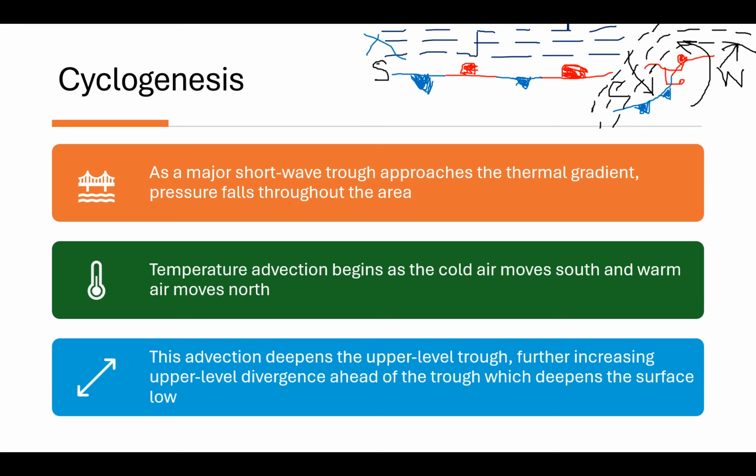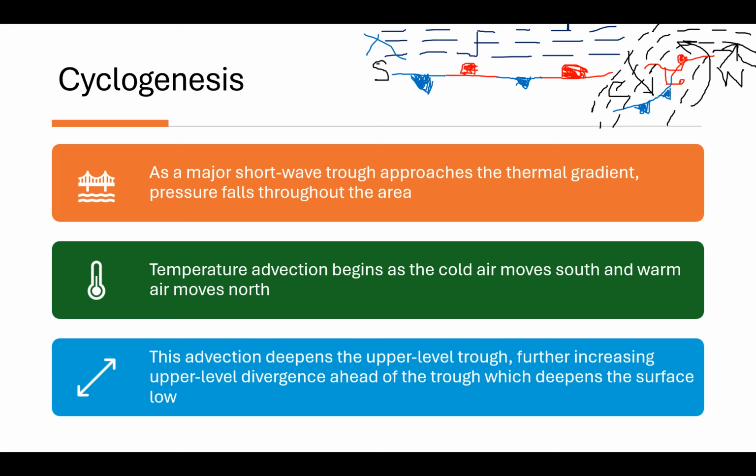And then it becomes what you see in the upper right hand corner where you got really tight thermal packing like this across these frontal systems, and as the air masses begin to move towards each other. This advection, by the way, deepens the upper level trough aloft, further increasing upper level divergence ahead of the trough, that shortwave trough, which deepens the surface low. So it's all connected. Thermal advection, get a wave of low pressure to form along the stationary front.